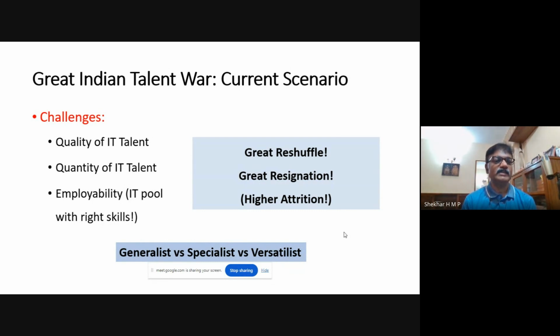One is on the quantity front: getting talent is a challenge. It is always a talent war across the different companies within India. The second is the quality of the talent. And the third is employability, right? The right skills. Right skills are defined by every company. They know what they need, and they start looking at what would be good for them if they hired somebody at a fresher level.